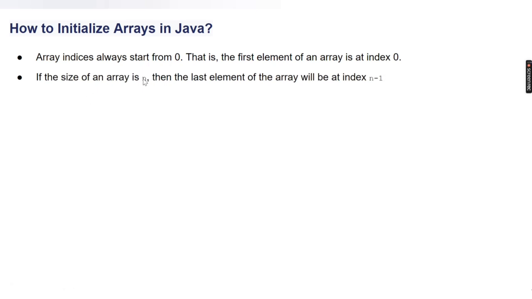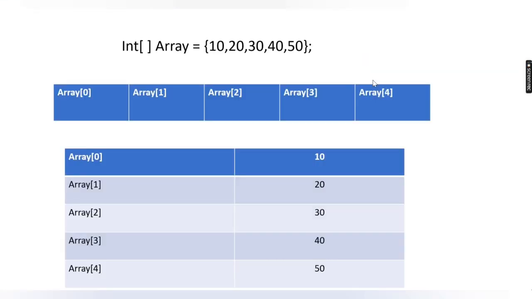If the size of the array is n, then the last element of the array will be at index n minus 1. So here we have 5 elements, but the last index position will be 4. In a similar way, if there are 10 values, then the last index position will be 9.